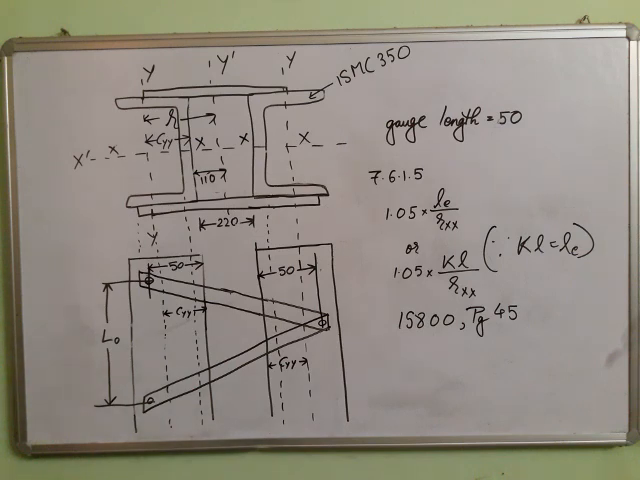So I hope those two doubts are clear: why we take 1.05 in the slenderness ratio formula, and why we take K as 0.65 for both ends fixed. I have given you the clause 7.6.1.5, you will know it, and 0.65 is actually recommended. Even if it is 0.5, it is recommended as 0.65.